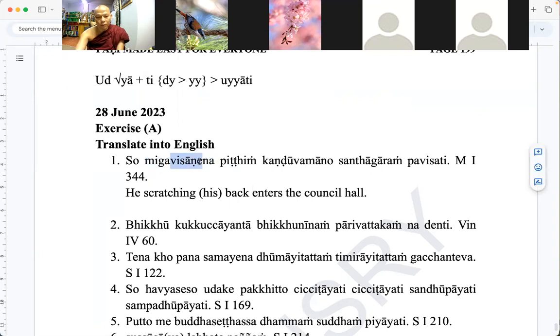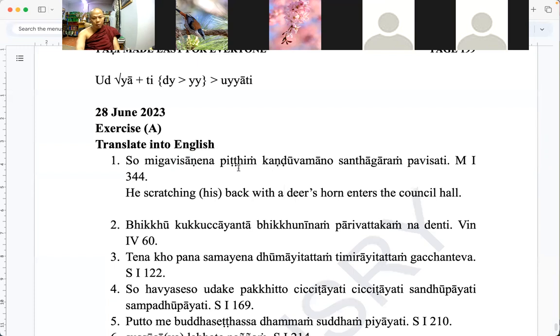Visāna means horn. Okay, visāna means horn. Miga means animal, or maybe deer. So that is why, with the deer's horn. Scratching his back with a deer horn, he entered the council hall in this way.